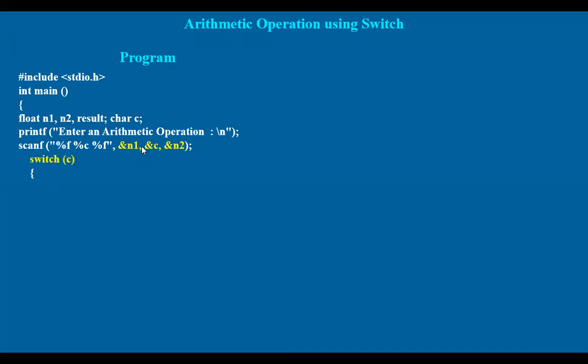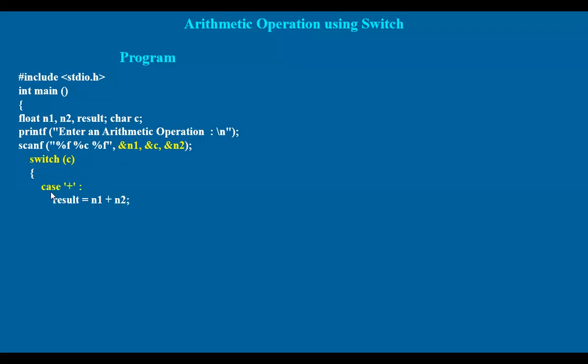So for this, we are reading this intermediate n1 plus n2. That means this %c is written here. That is, I want to read a character here, and it is stored as C. Whatever symbol you enter, plus, minus, multiplication that is star, or division, is stored in the character variable C. Now, switch C. Depending on the value of character C, this switch statement is going to function.